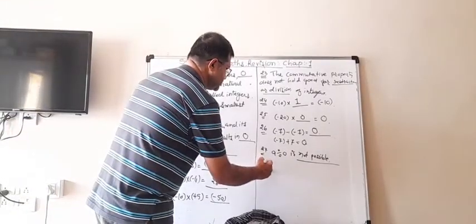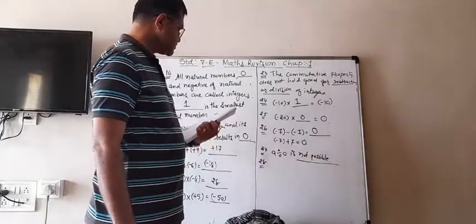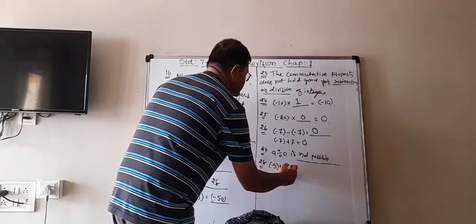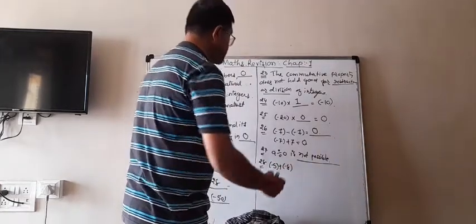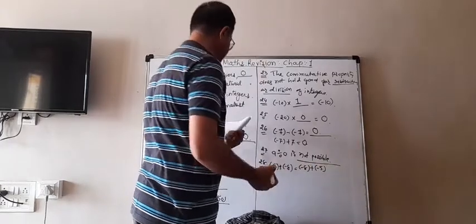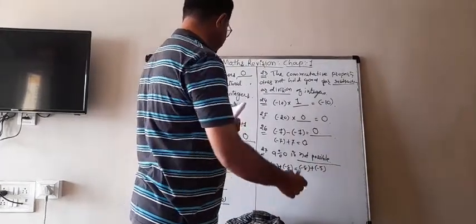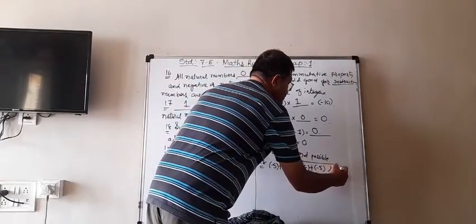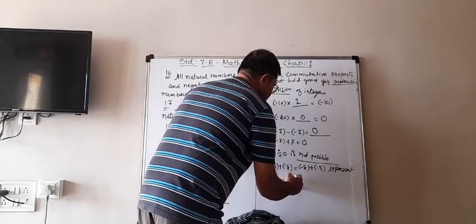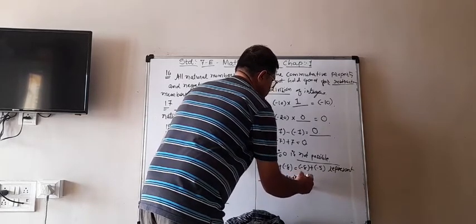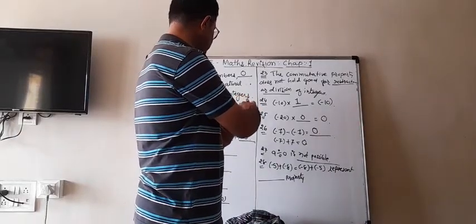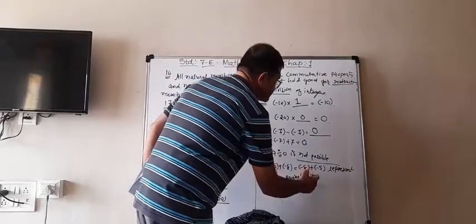Then 28. Minus 5 plus minus 8 is equal to minus 8 plus minus 5. Represent blank property of integers for addition.